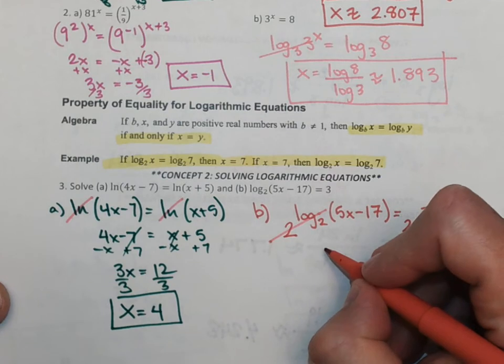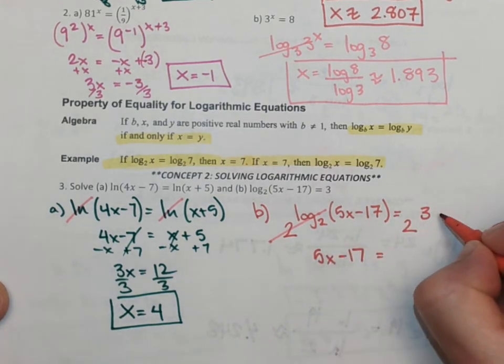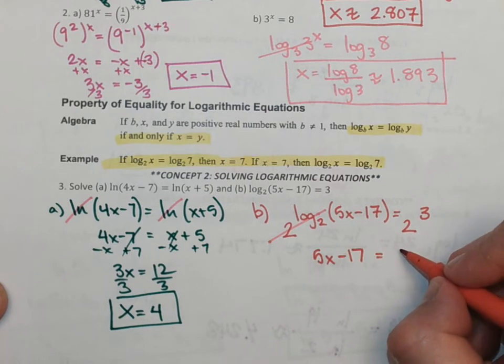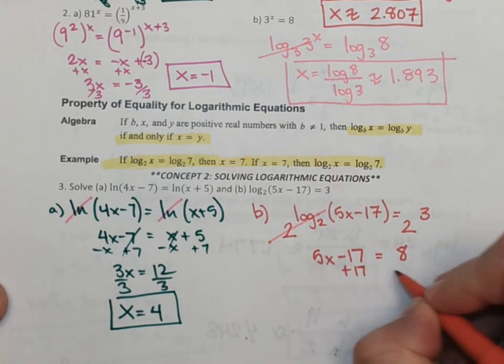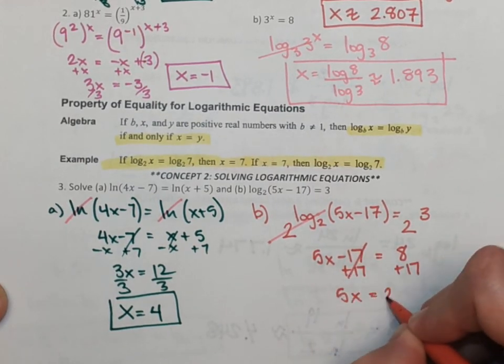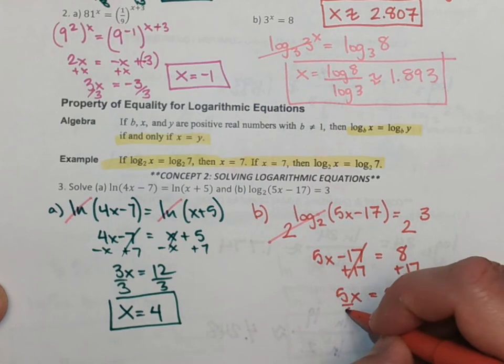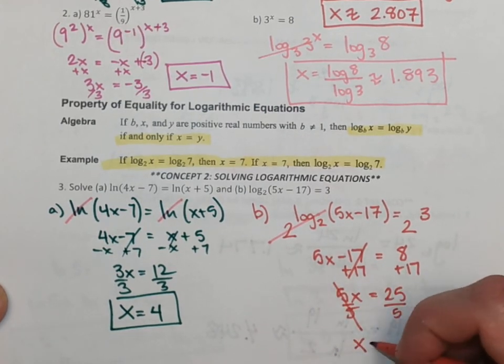What am I left with? The quantity 5x minus 17 equals 2 cubed. 2 times 2 times 2 is 8. Now all I have to do is add 17 to both sides of the equation. I get 5x equals 25. Divide by 5, and x equals 5.